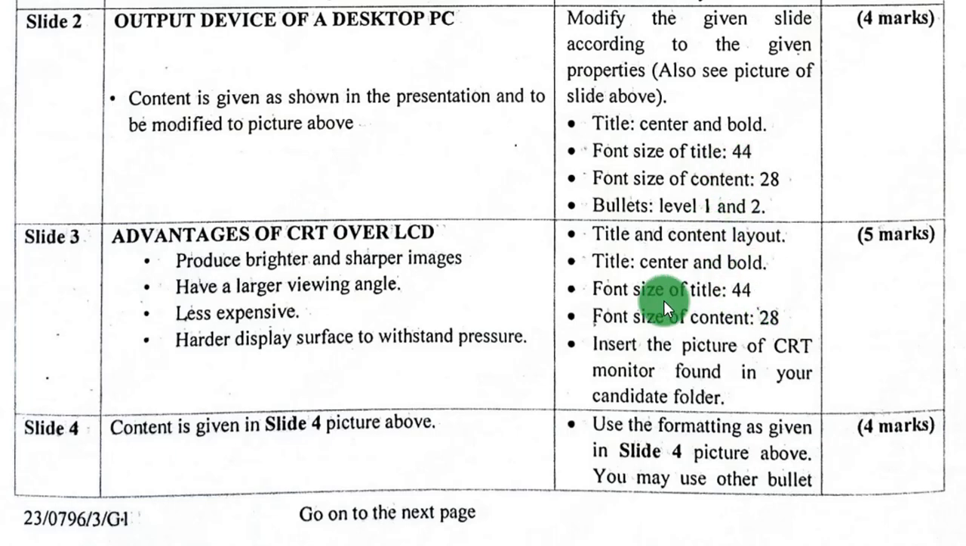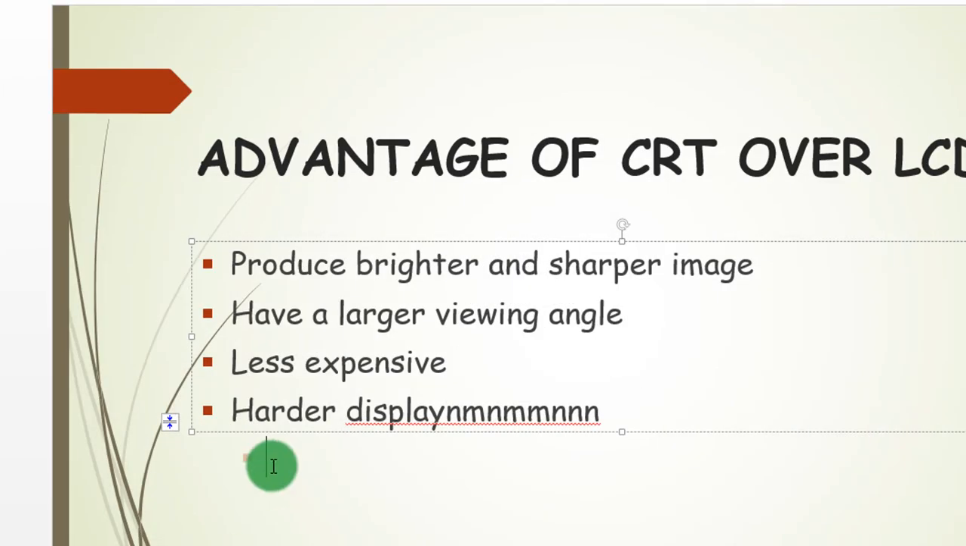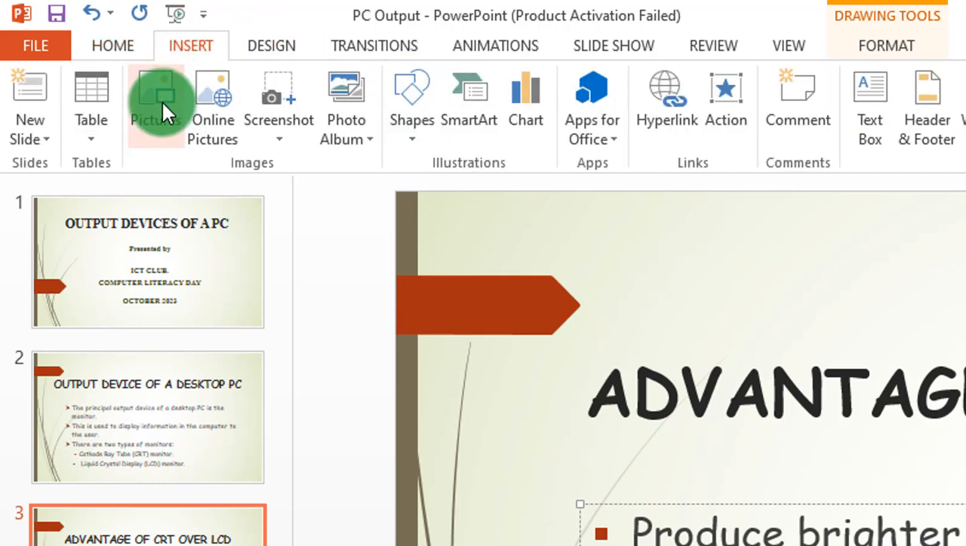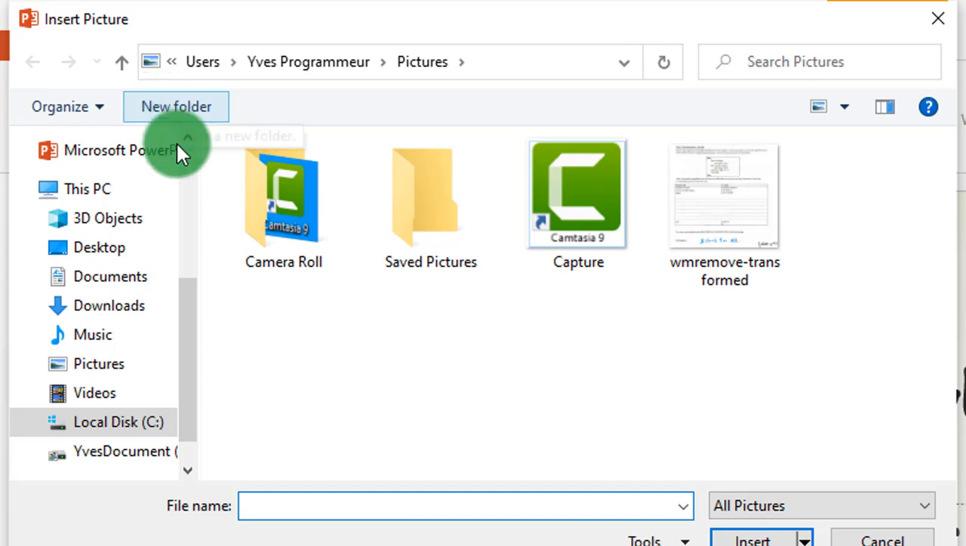No need to waste time in this type of question. Now, the third point, they say insert the picture of CRT monitor found in your candidate folder. So at this level, to do that is very easy. Like Word, you go to insert, click on picture.